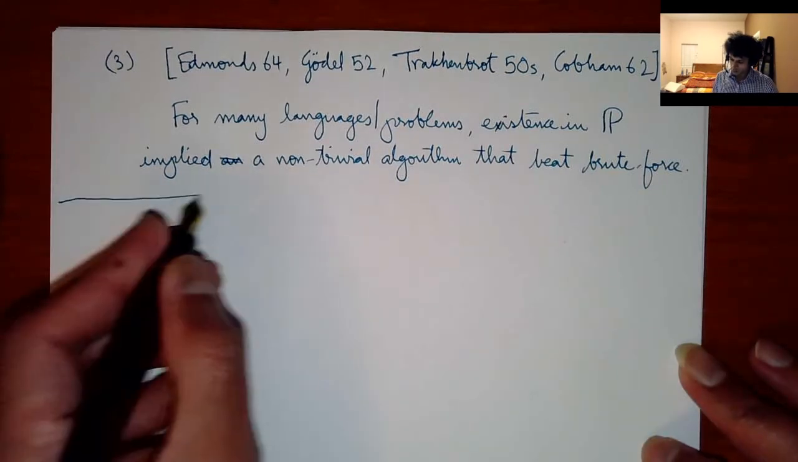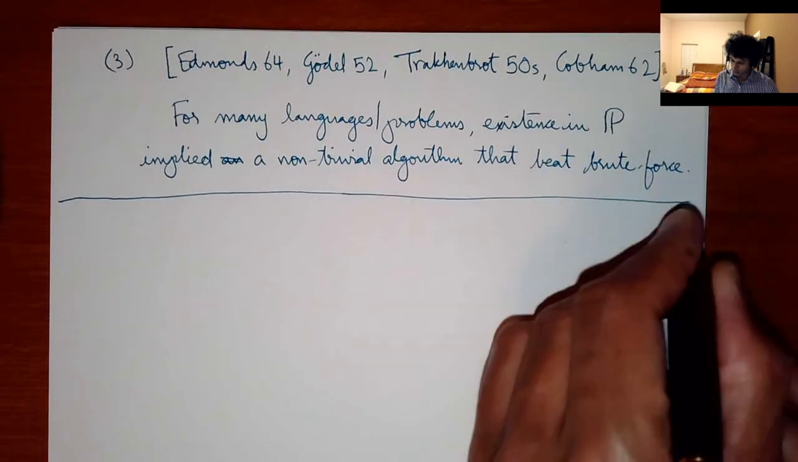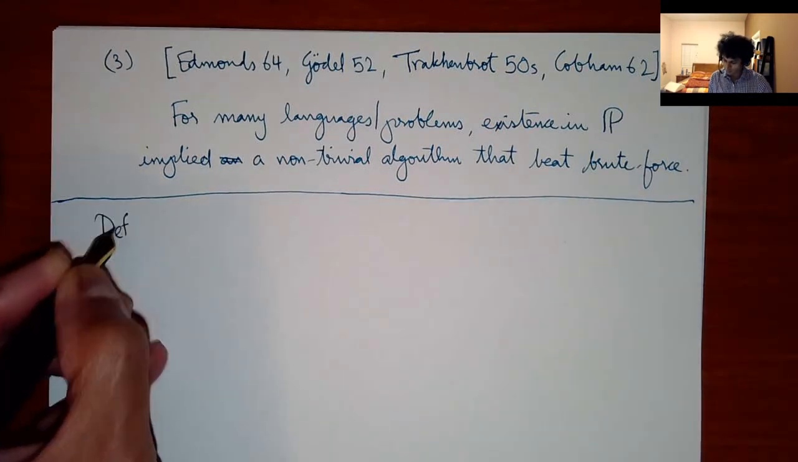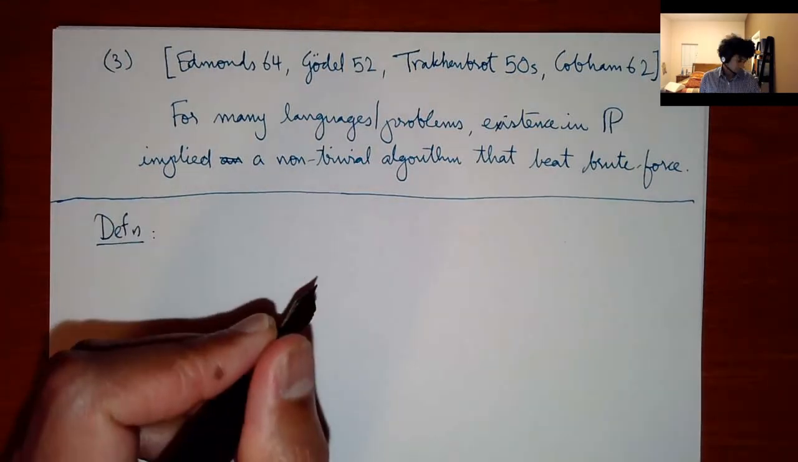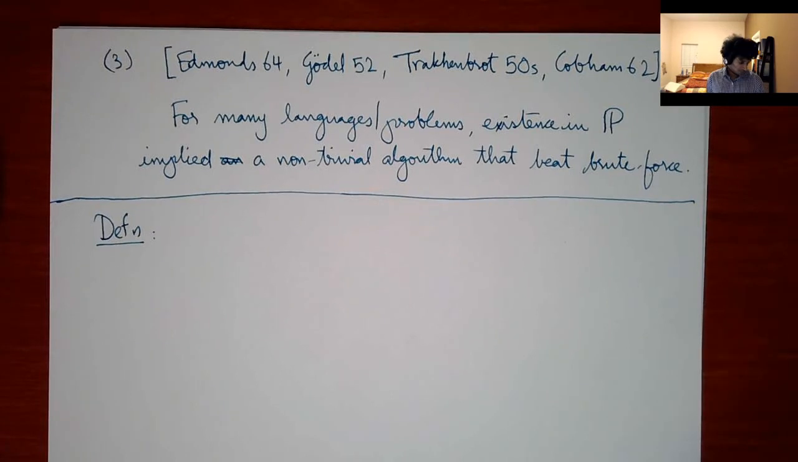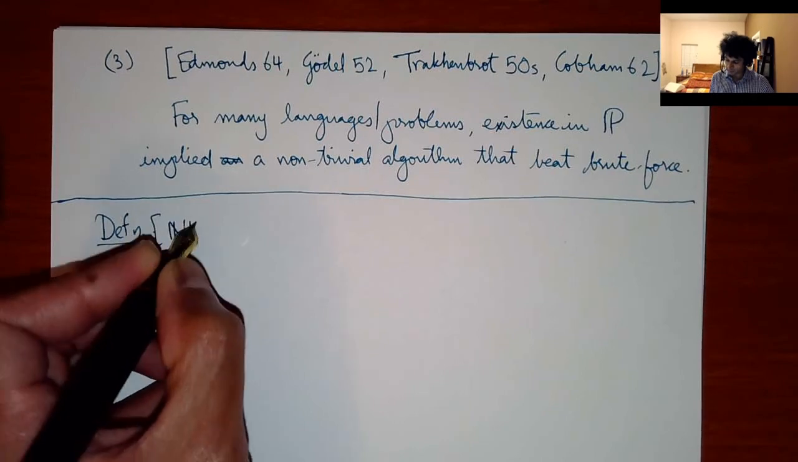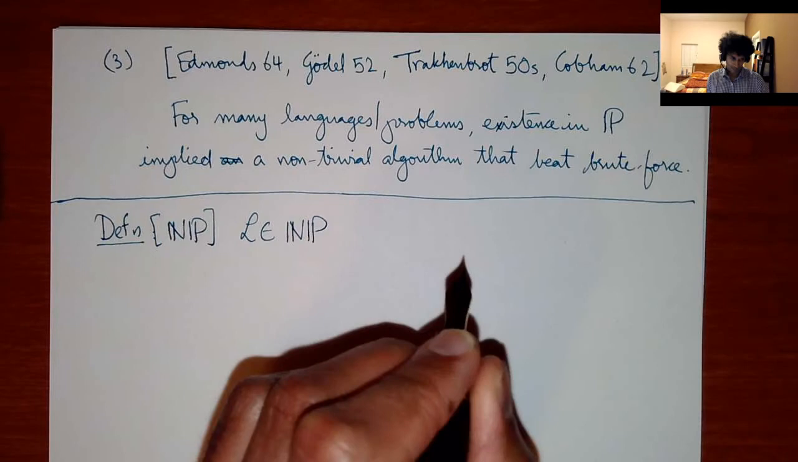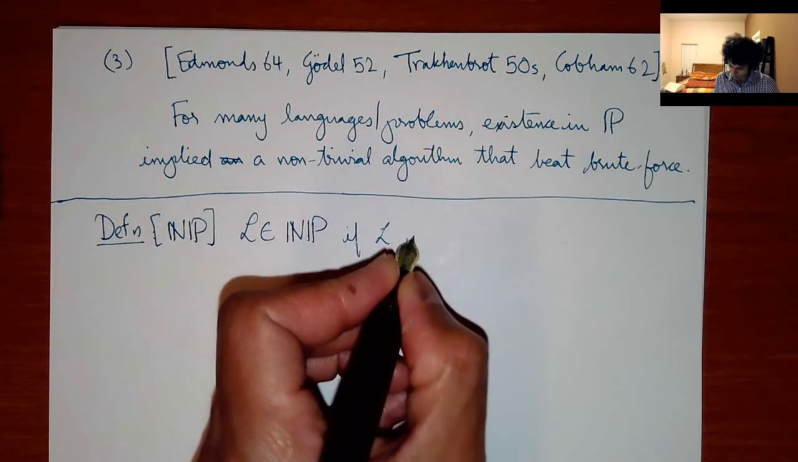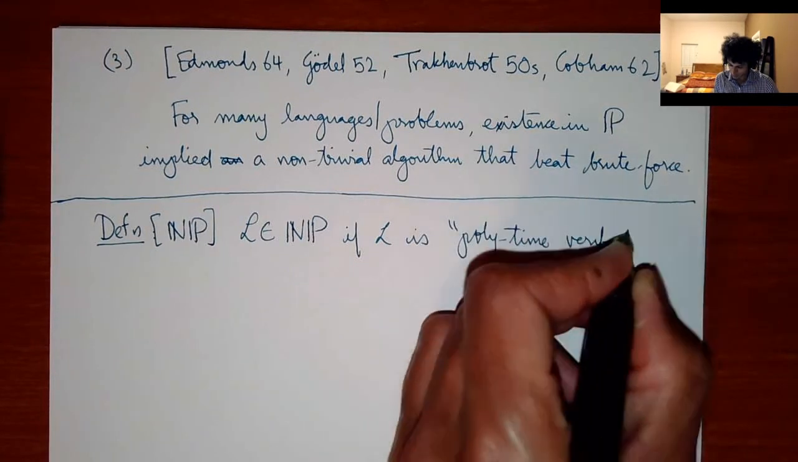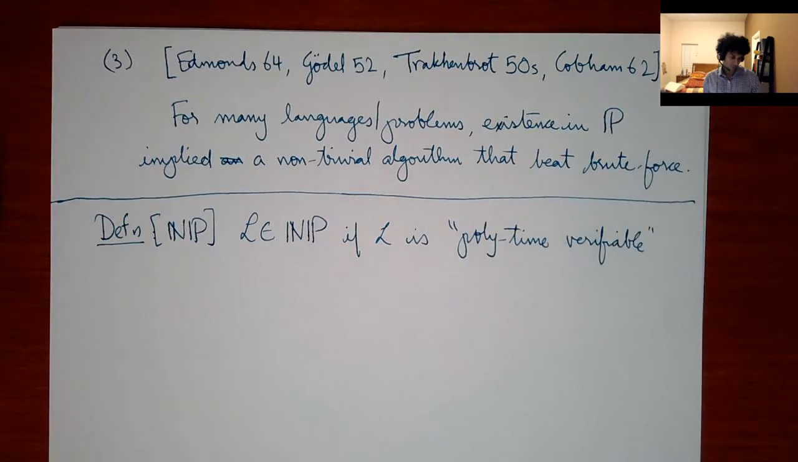Okay, so much for a more philosophical discussion of P. And now let's go into a more mathematical discussion. Now that we've defined P, let's define the class NP. I'm going to use a definition which may be different from the one that you may have seen. I'll say L is in NP if L is polytime verifiable. Let me define what this means.